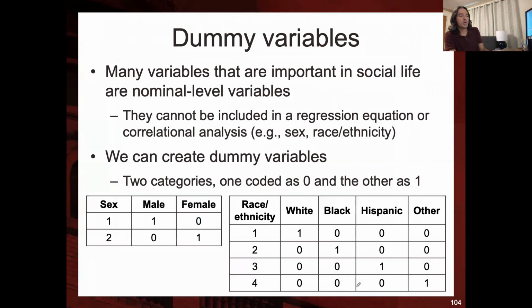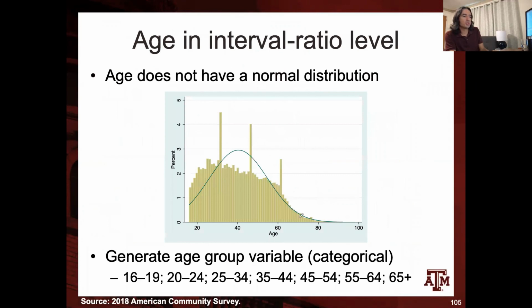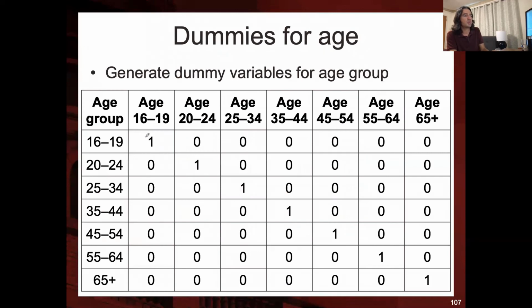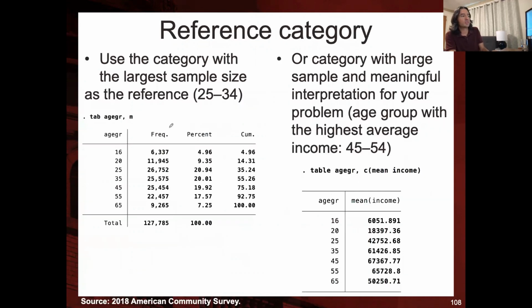I can also include dummy variables in my models. For example, age is not normally distributed. Instead of including age as single age or age and age squared, I can break age into several subgroups. So the first subgroup will be people from 16 to 19, then 20 to 24, until 65 to 92. And based on this variable of age group, I create a series of dummies that will be 1 and 0, 0, 1, 0, depending on my age. And then we can include all of those together in a regression.